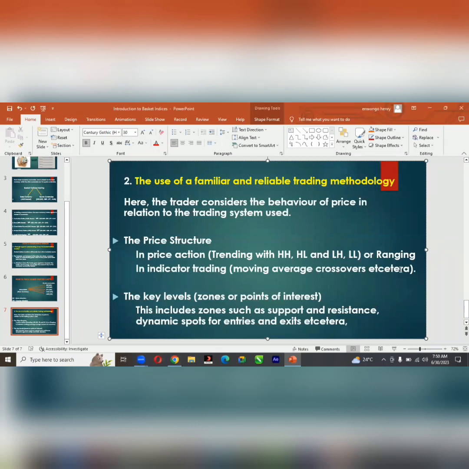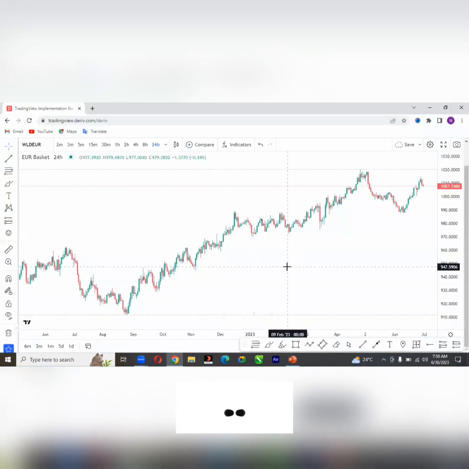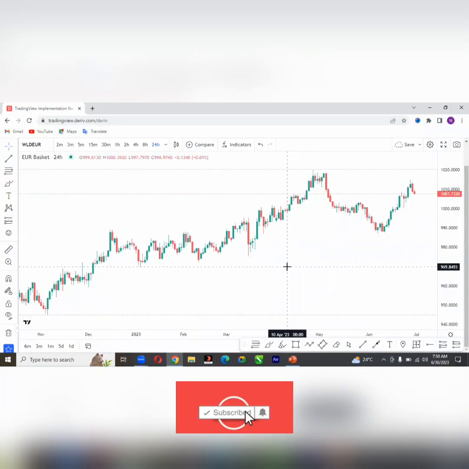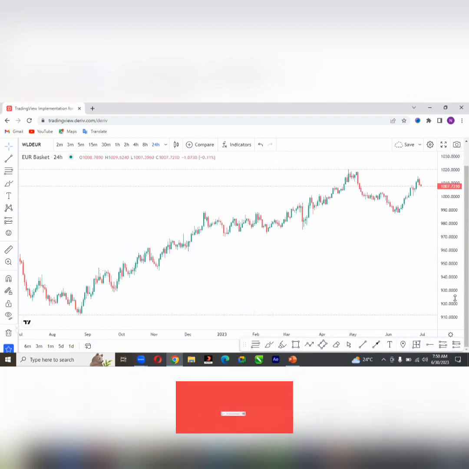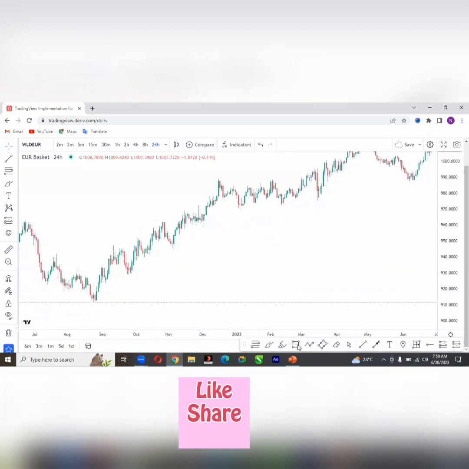Okay, so let's look at price action first, where the market will trend with higher highs and higher lows, or it's gonna range. Then we'll go straight to indicator trading, and then we can look at key levels. Looking at this guy, we can see that this is a daily time frame. We can see a beautiful uptrend, with massive higher highs and higher lows.